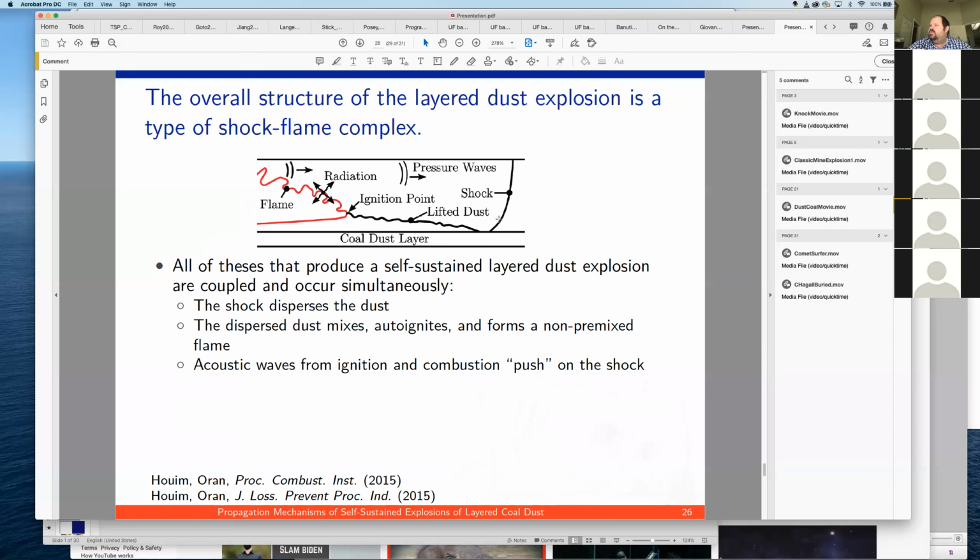And so what happens is you have the shock that's sliding over the layer of dust. There's a fine layer of dispersed dust that gets kicked up into the air. Eventually, through either normal flame processes or auto ignition processes, a coal dust flame ignites. Those produce acoustic waves, and those acoustic waves then propagate forward and push on the leading shock. And eventually you wind up with a self-sustaining coal dust flame. And this is one mechanism of them. I'm sure there are many, many others.